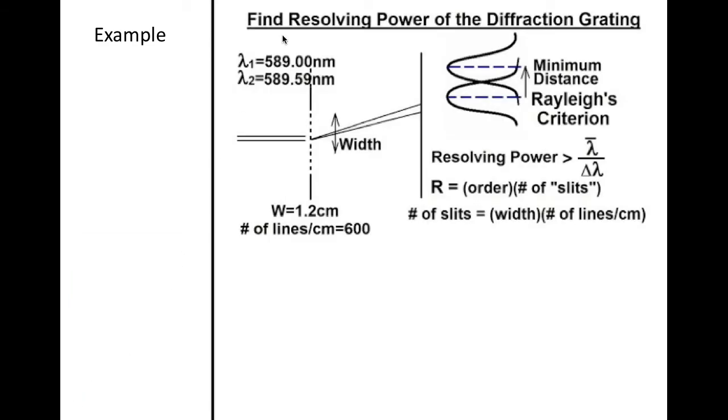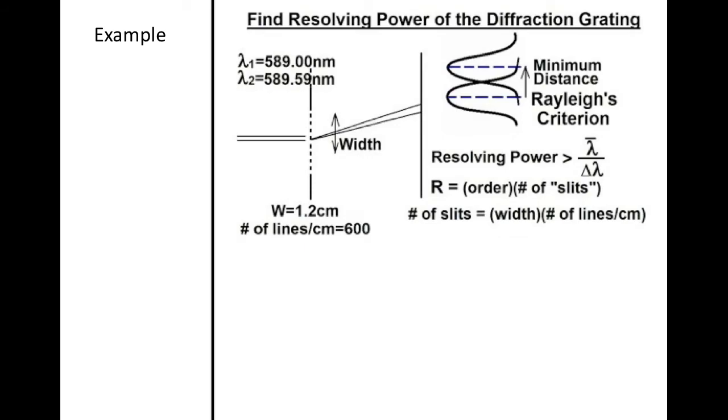Here is an example that asks you to find the resolving power of the diffraction grating for two light sources of wavelengths that are similar, however a little bit different. So we have one wavelength of 589.00 nanometers, and the second wavelength of another source of 589.59 nanometers. We are also given the width of the entire grating as 1.2 centimeters, and we know that the number of lines is 600 lines per centimeter.